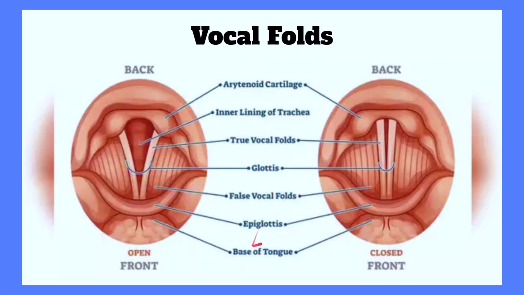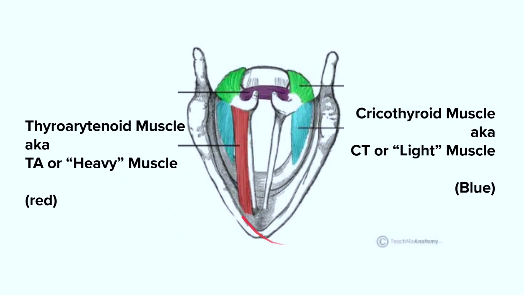Okay, some of these things we're going to come back to later, but it's just a little bit of a different diagram of what things look like. It opens more in the back, more closed in the front of your body. This down here is kind of like your tongue, I guess. Oh, it says base of tongue, so there you go. Okay, so that's the vocal folds themselves.